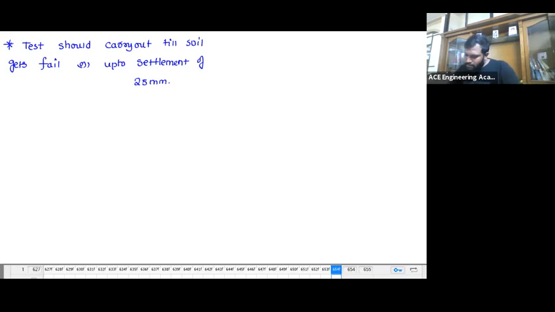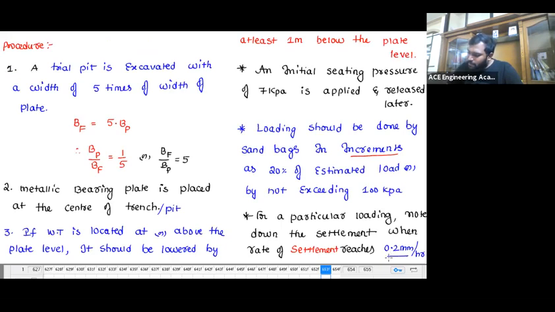For increment to increment, what is the time, sir? That's what I'm saying. Once it reaches 0.2 mm per hour, then you have to go for the increment. So the increment should be applied once the settlement rate reaches 0.2 mm per hour. Okay.